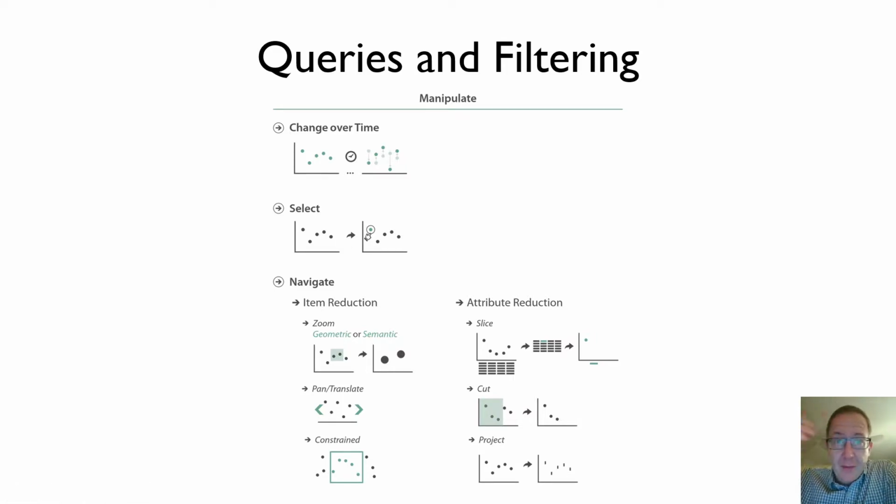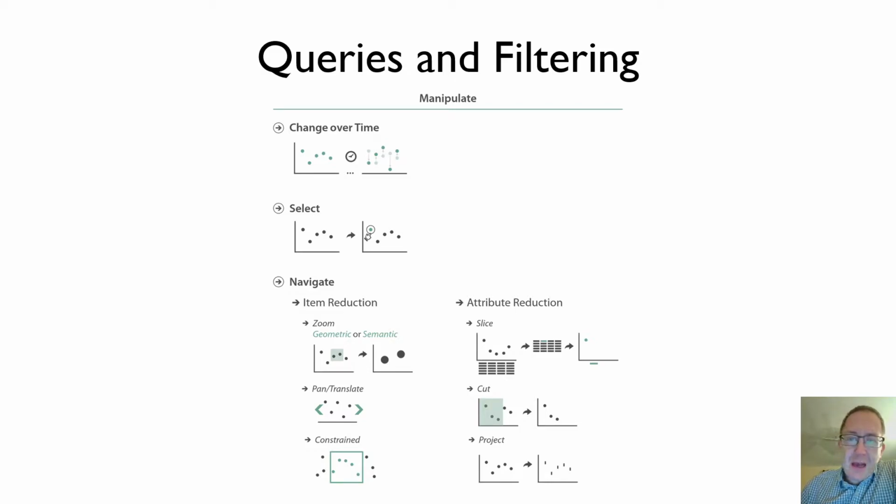We looked at Gapminder, which is that change over time for incomes versus the number of years of the average life expectancy. Selection, we looked at how we can select different things and how that actually changes. We also looked at selection in Gapminder. We also looked at navigation with Google Maps and how this all sort of fits together.